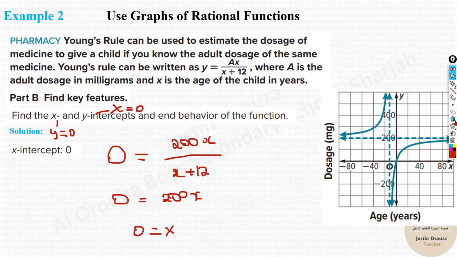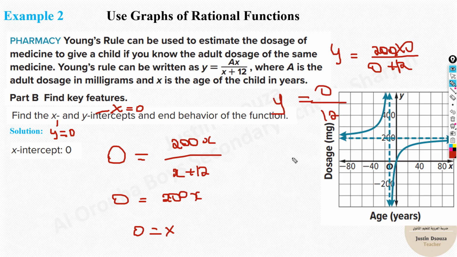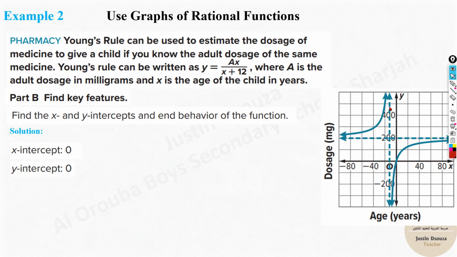Now same thing for the y intercept, x value will be 0. So it will be y equals 200 times 0 divided by 0 plus 12. So it's basically 0 divided by 12. Whenever the numerator is 0, the answer is 0. Don't get confused, it's not undefined or anything. Only when the denominator is 0, it's undefined. When the numerator is 0, it's just 0. So the x and y intercepts are 0 and 0. You can see there's a point at 0, 0.